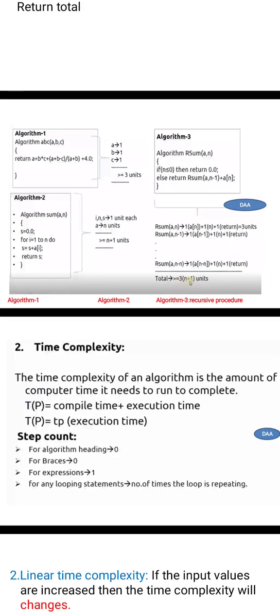Coming to algorithm 2, here an iterative procedure is carried out for calculating the values. It requires n plus 1. Algorithm 3 is given an if condition to check the sum of the values. Algorithm 3 is a recursive procedure. So these are three different ways we calculate the space complexity.